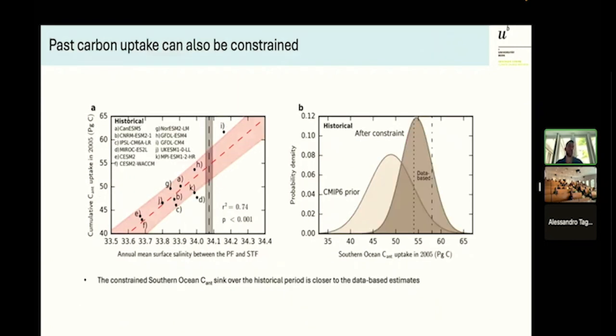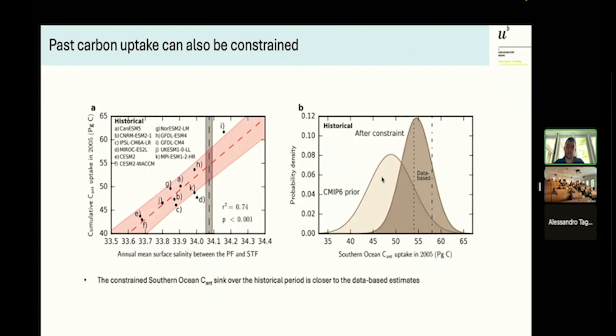Another way to corroborate our results and be more confident is to do the same thing for the carbon uptake until 2005, where we actually have observation-based estimates of the carbon uptake that has happened. You see the same plot as before: most models underestimate the sea surface salinity, so they also underestimate the uptake until 2005. You see the same constraint, with a larger uptake after the constraint and reduced uncertainties. And here we plotted two observation-based estimates as well.